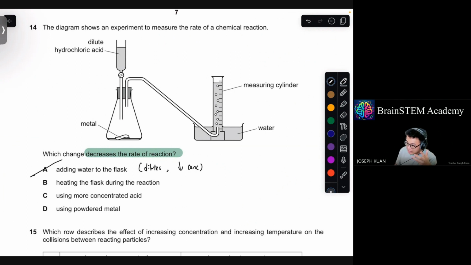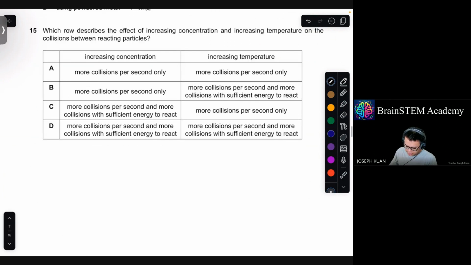But let's check B, C, and D anyway. B, heating the flask during the reaction. Heating increases the rate instead. C, using more concentrated acid. That actually increases the rate also. And then D, using powdered metal, that increases surface area, like exposed surface area to the other reactant. So that actually increases rate as well. So the answer is indeed A for question 14. Moving on to the next question.